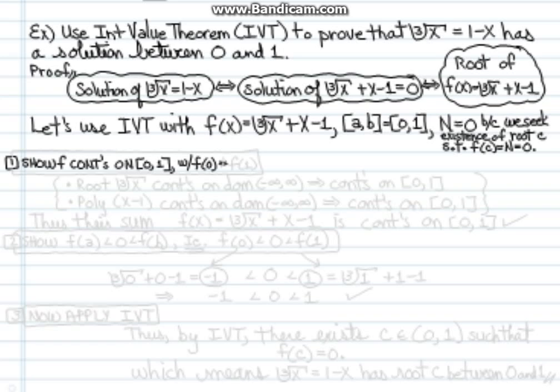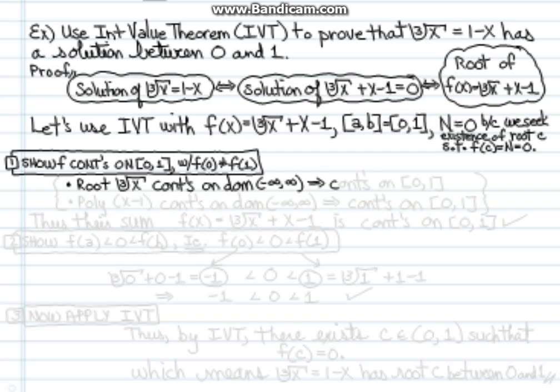Well, just think back about root functions. Here we have the cube root of x. Root function cube root of x we know is going to be continuous on its domain from negative infinity to positive infinity. Well, we're only interested in continuity on the interval from 0 to 1, and that interval is contained in the interval from negative infinity to infinity. Therefore, our root function cube root of x is continuous from 0 to 1.